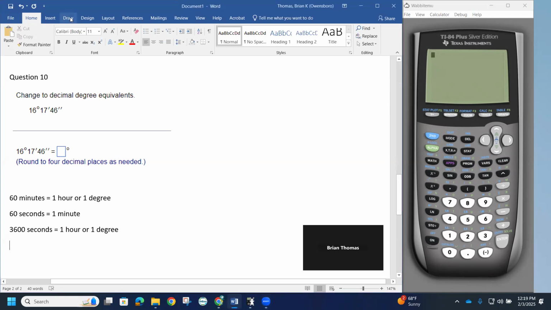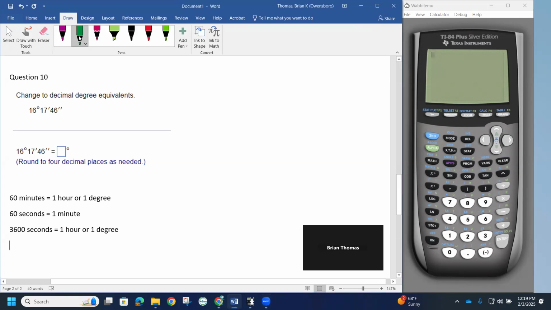So in working with geometry, we're mainly going to be focusing on angles through most of the rest of this here. Remember, when it comes to angles, we actually have degrees, minutes, and seconds. So notice how it says change the given angle into decimal degree equivalents. It also says round to 4 decimal places. So it wants us to change this all into degrees.